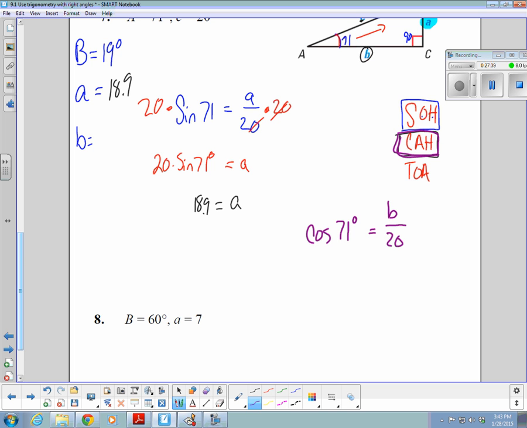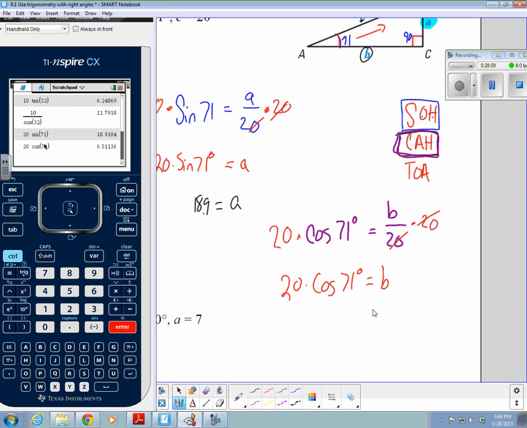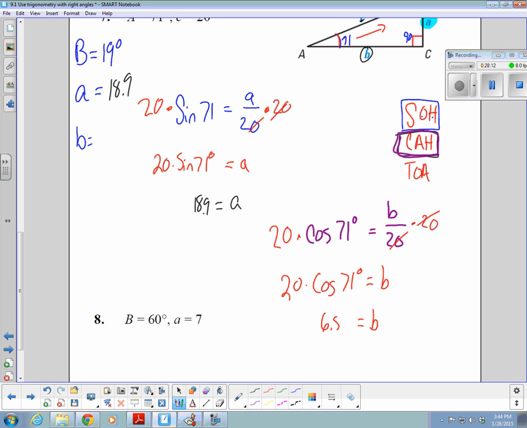So I'm just going to solve that. Multiply both sides by 20. So these cancel. B equals 20 times the cosine of 71 degrees. Let's figure out what that is. 20 times cosine of 71 degrees. Enter. 6.5. So B is 6.5, and that's the final one I needed.